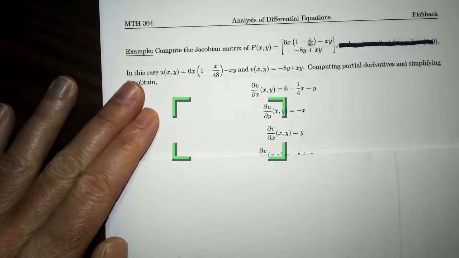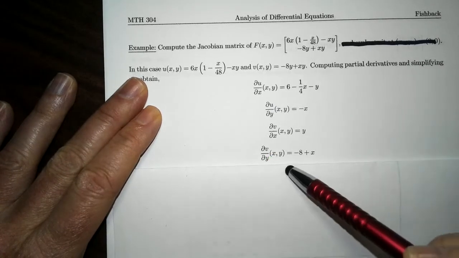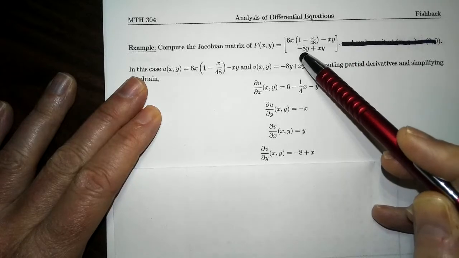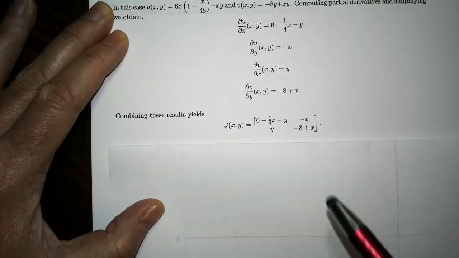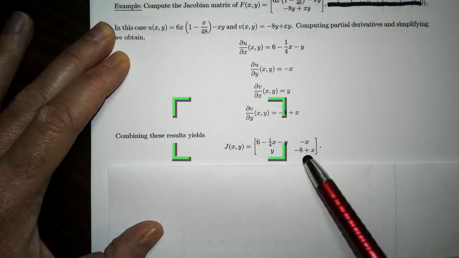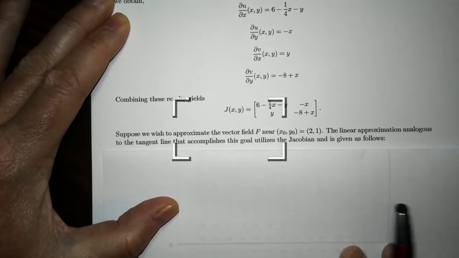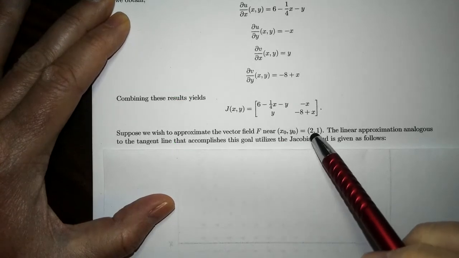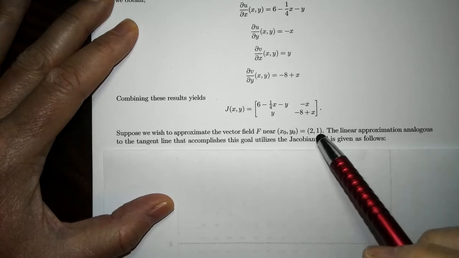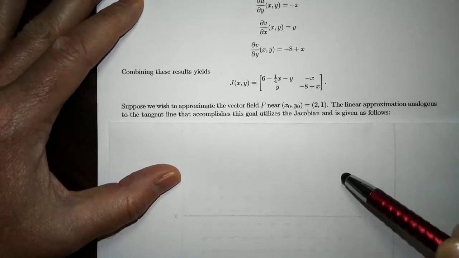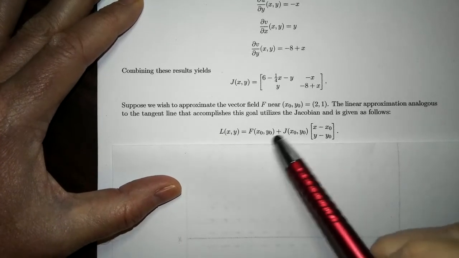And similarly, the partial of v with respect to x is just y, and the partial of v with respect to y would be minus 8 plus x. So that means our Jacobian matrix is given by the following. We just take these four partial derivatives and substitute them in. Now, suppose we want to approximate a vector field near a point. What we're going to do is use this Jacobian matrix and perform a linear approximation that is analogous to the one we use in calculus. So that linearization is given by the following formula.